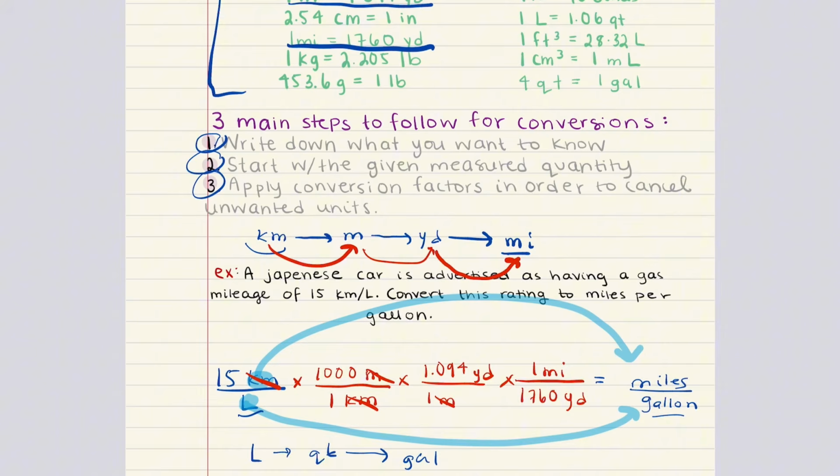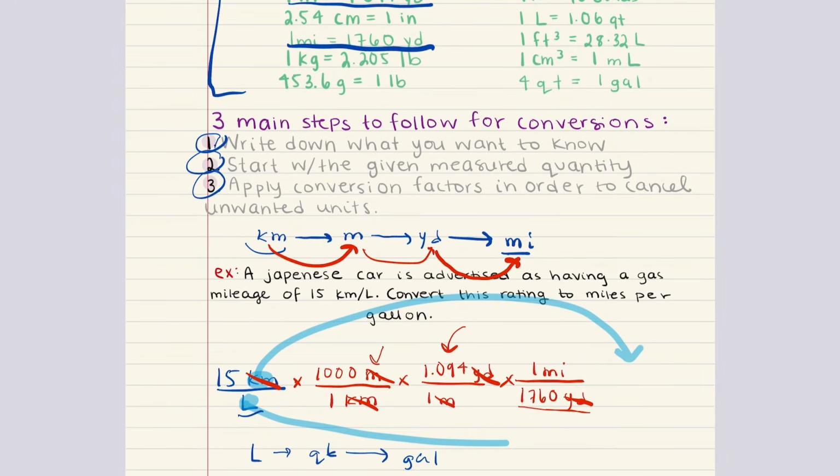And notice how we're applying these conversions in a manner where we can cancel out units. So notice we put yards in the denominator here because right here, yards is in the numerator, and that way yards cancel out. And we saw the same thing with meters and kilometers. So there we go. These are the conversions we need to apply to convert from kilometers to miles.